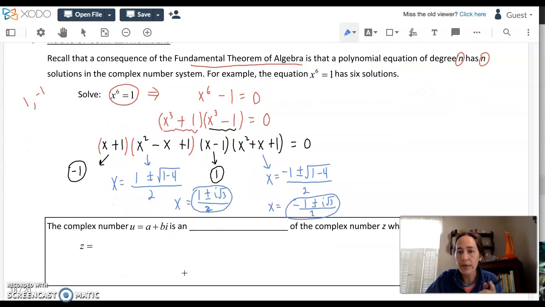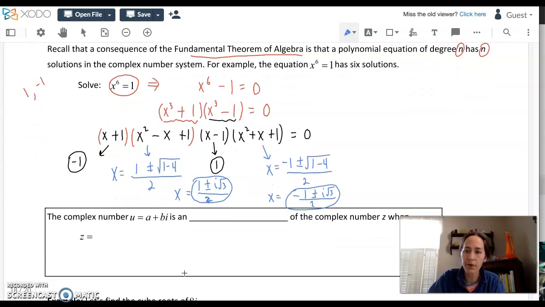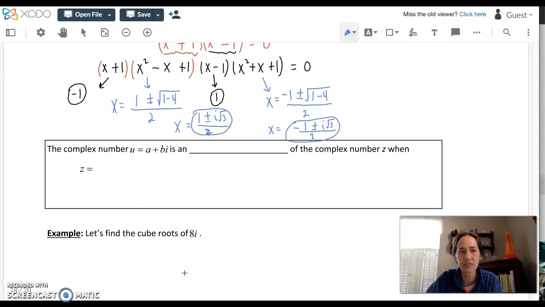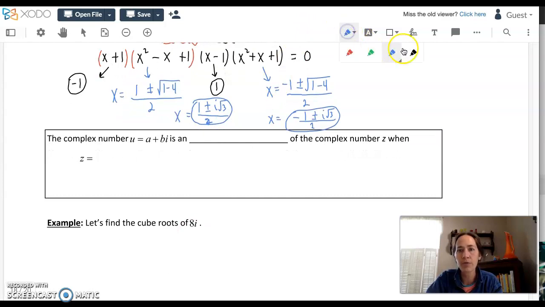Today we're going to work in polar form and then maybe convert our final answers to rectangular, and you'll see that as we go. Let's get some ground rules down. It says the complex number u equals a plus bi is an nth root of an initial complex number z when z is going to equal this number, right? We could say u to the nth power. If z equals u to the nth, u gets to be an nth root. And that's what we're going to find today, a bunch of roots of complex numbers.